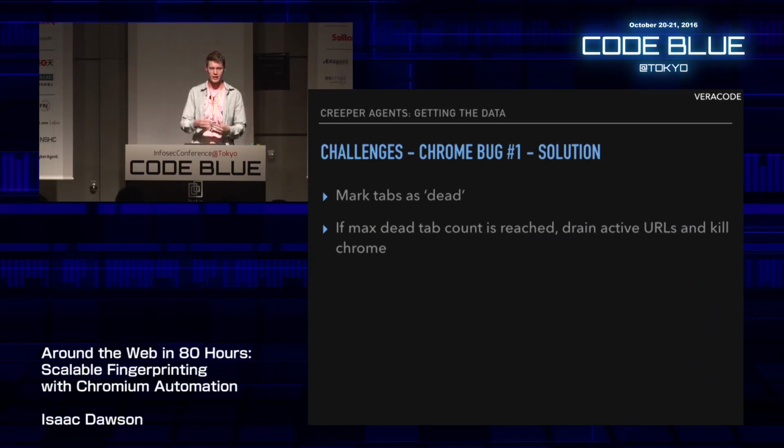So what I do is, since I can't communicate with this tab that I just started, I can't close it. So I mark that tab as being dead. And I say, okay, that one I can't communicate with. And then I have a max dead tab count, where if it reaches that, so let's say 3, I'll continue working on my active URLs. I won't wait for them to finish. And then I'll kill Chrome and restart it all within my program.